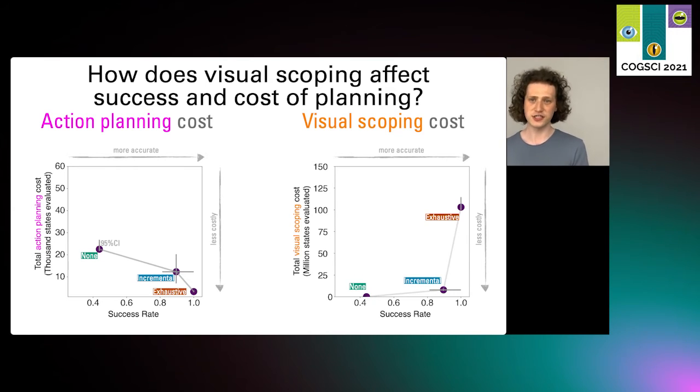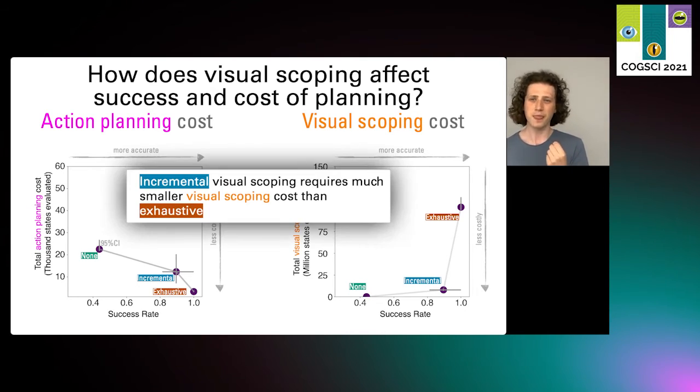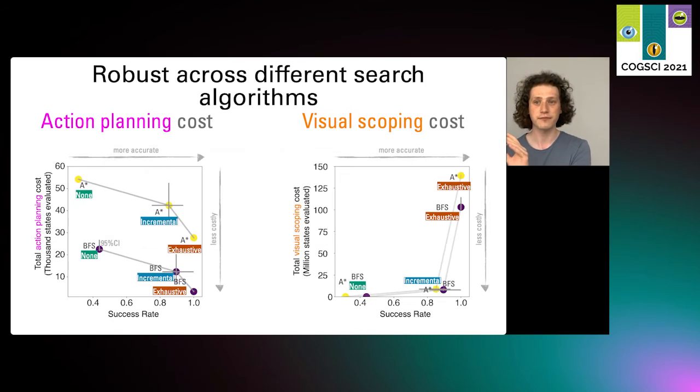And finally, the cost of selecting visual scopes using exhaustive visual scoping is larger by an order of magnitude compared to incremental. Therefore, while exhaustive visual scoping has a lower action planning cost, it is much more expensive compared to incremental when it comes to choosing those subgoals. So the incremental planner trades a decrease in success rate against a huge decrease in visual scoping cost.